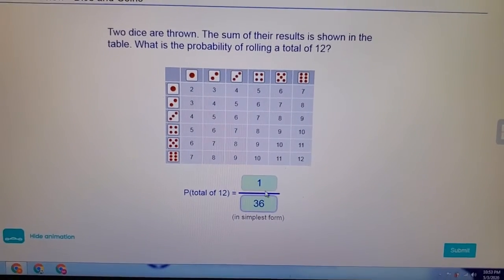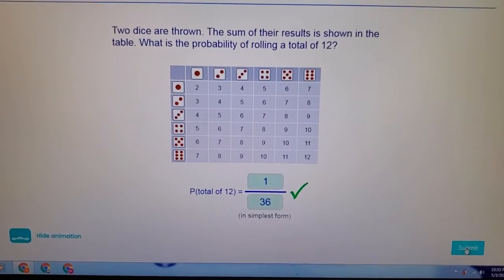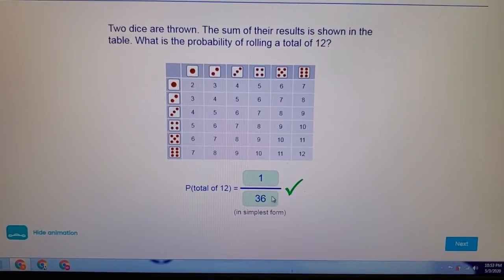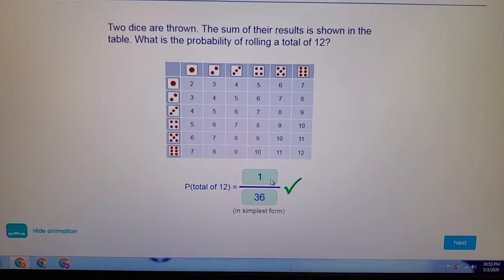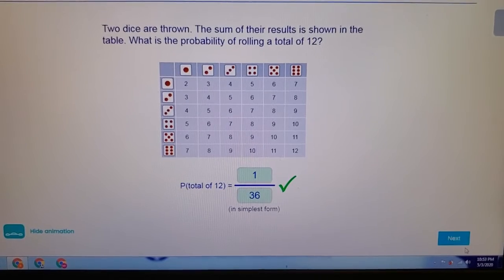So in simplest form, can we simplify 1 any further? We can't, so it's just going to be submit. Sometimes it's going to be in simplest form. If you're able to divide by the same number, you need to simplify it.